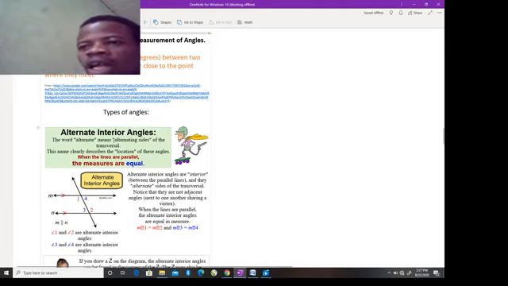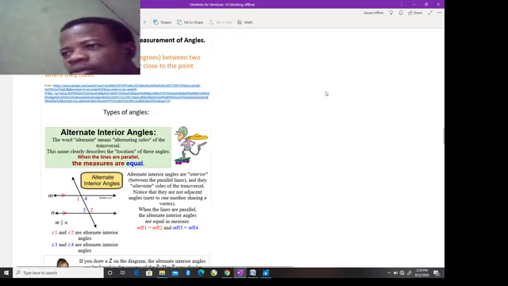First, we consider alternate angles. There are alternate interior angles and there are alternate exterior angles. But first, let's consider the interior one. Alternate interior angles are interior, between the parallel lines, and they are on alternate sides of the transversal. Now, this is what the transversal line is talking about.